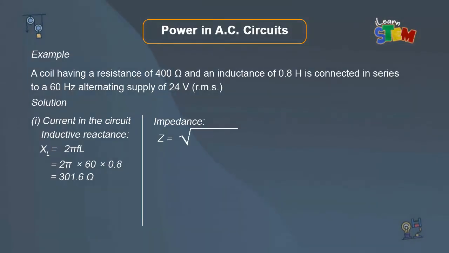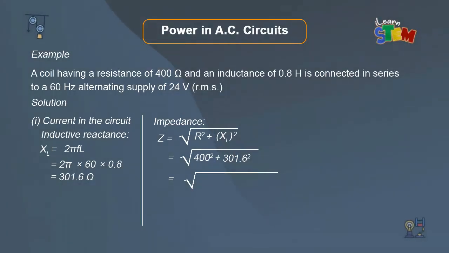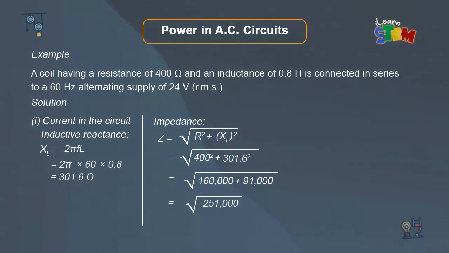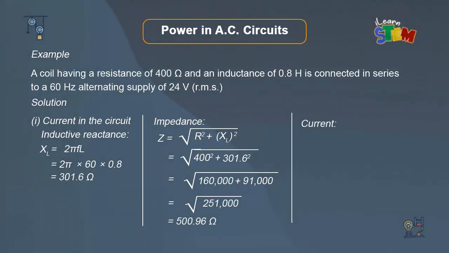Impedance of the circuit. The total impedance is the square root of the sum of the resistance squared and the reactance squared. So, the square root of 400 squared plus 301.6 squared. That is, the square root of 160,000 plus 91,000, which equals the square root of 251,000. This gives 500.96 ohms.